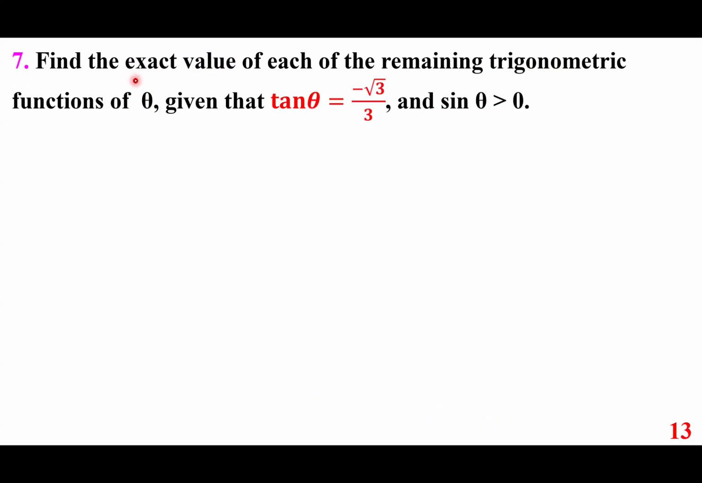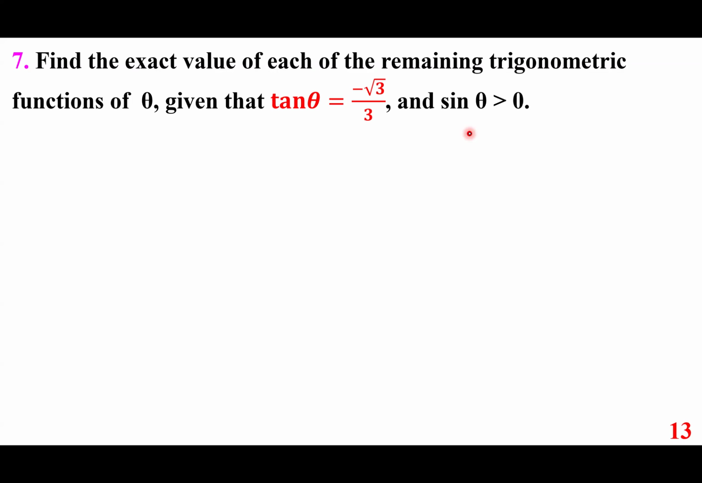Find the exact value of each of the remaining trigonometric functions of theta, given that tan theta is minus square root of 3 over 3 and sine theta is larger than 0. So what's going on? They have given us the value of tangent, and by telling us sine theta is positive, they are telling us really about the quadrants. So we're going to figure out the quadrants, and accordingly, we know the sign, positive or negative.